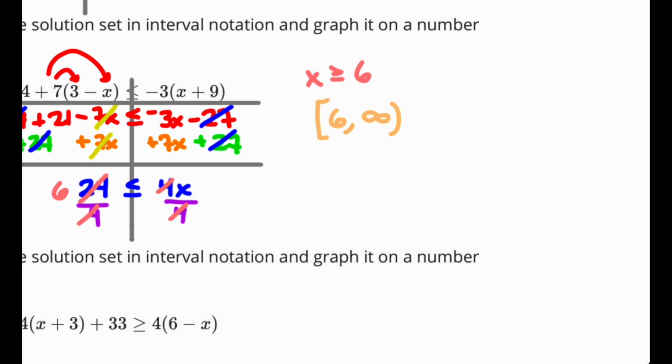And then to do that on a number line, to express this exact same value, we're going to put 6 on the number line like that, forever to the right, forever to the left. We're including the 6, and then we're going to the right. So that's the answer as a graph.